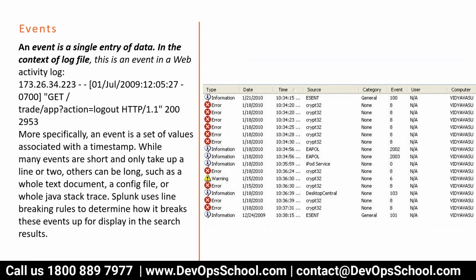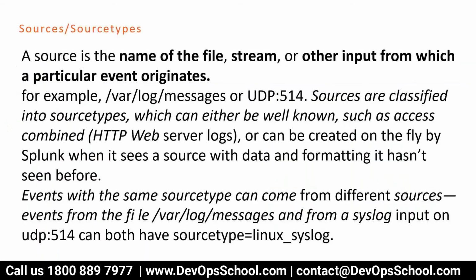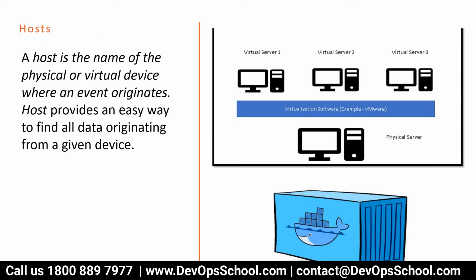Events, I think we all understand that events can be from the logs or from Splunk. Source type, I discussed the source type or sources. It's basically the place from where you're getting the logs. Apache is one source type. System, Windows, Linux is one source type. Host is a machine from where you are getting the data into Splunk. That's called host.